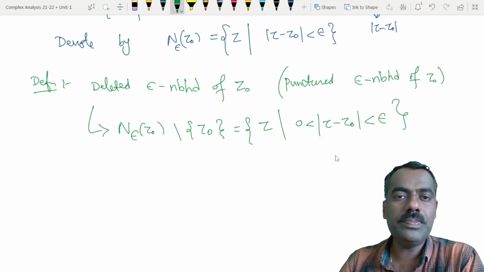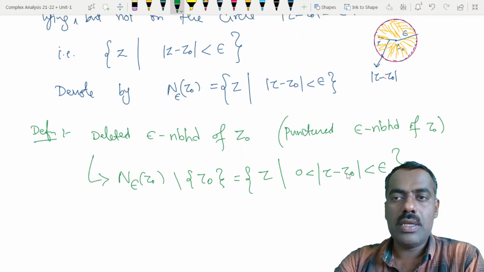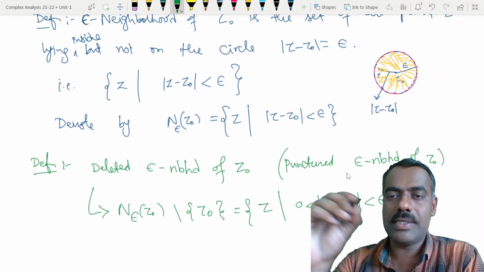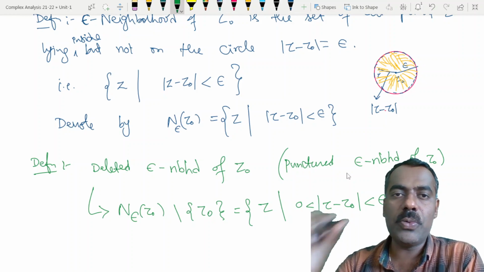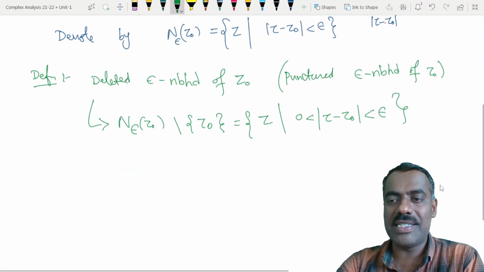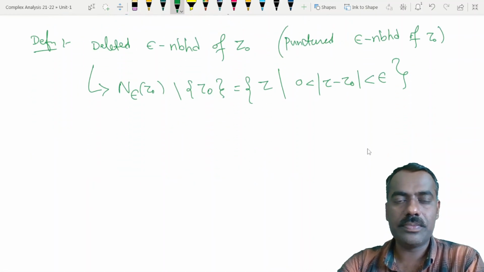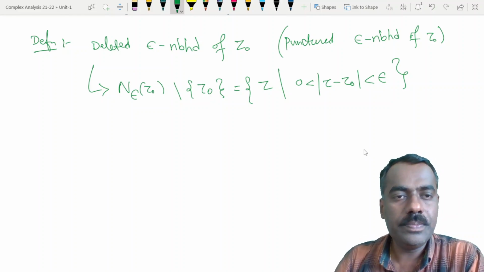Any problem? That means it is just like a puncture. So you take a paper and in the center you put a hole. So all the remaining points will be there except that Z naught. Right? Any problem?